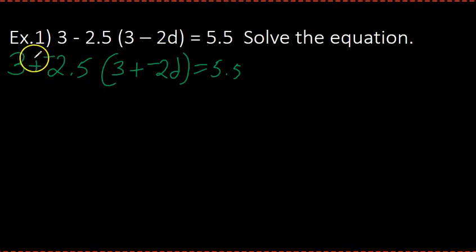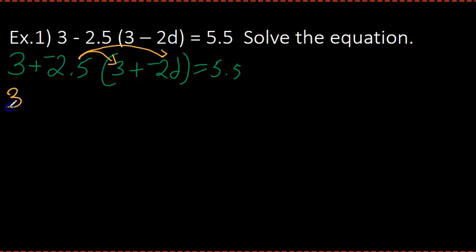Okay, now next we have addition here. We have multiplication here. The order of operations says we follow the parentheses, exponents, but inside the parentheses we have two terms, 3 and negative 2d. They are not like terms, so we cannot add them together. So the only thing we can do is multiplication first. So we're going to distribute.